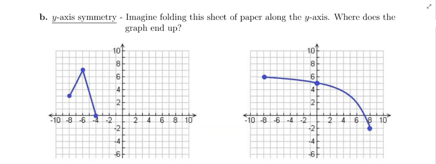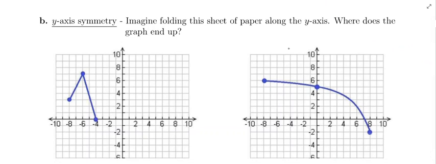In example 3b, we are now going to sketch in the y-axis symmetry for both of these graphs. So here, the hint is imagine folding the sheet of paper along the y-axis. Where does your graph end up? Okay, so we're going to do this the same way, except now we're just folding along the y-axis. So let's start with the graph on the left here.